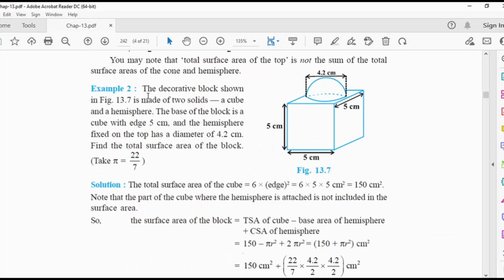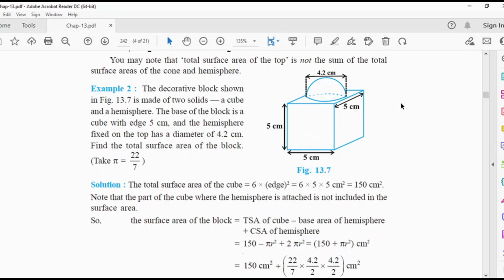Now look at example 2. Here a decorative block shown in figure 13.7 is made of two solids, a cube and a hemisphere. The base of the block is a cube with edge 5 cm and the hemisphere fixed on the top has a diameter of 4.2 cm. Find the total surface area of the block. We want to find out the total surface area.